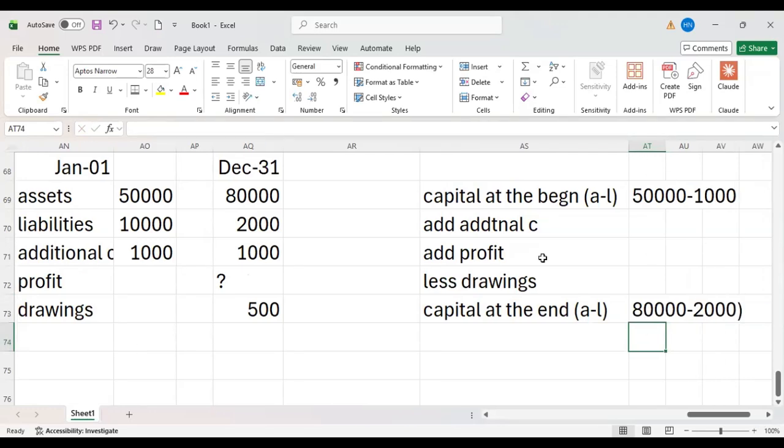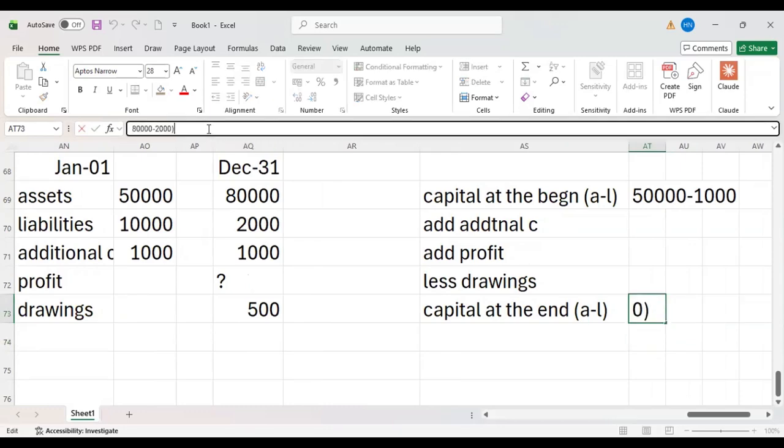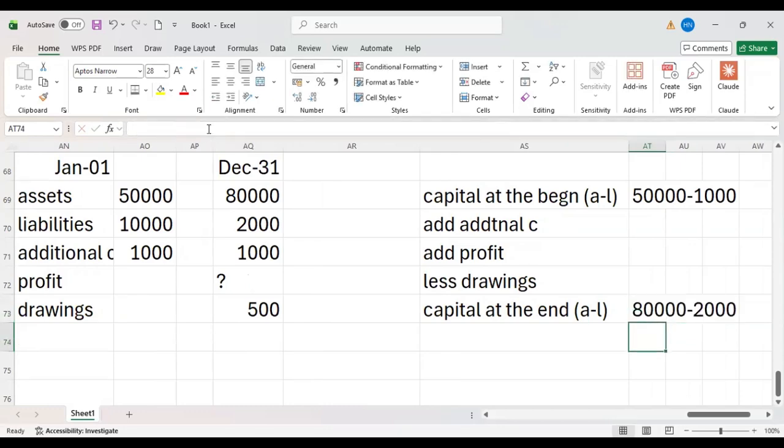Okay. So why is my bracket there? Let me take my bracket out. Are you okay, Charlotte? Do you follow? Yes. Okay. This is 10,000. This is 10,000. So this is the information we have now. Okay. So once we get our capital at the beginning, we get our capital at the end, then we can add our additional capital and our drawings.